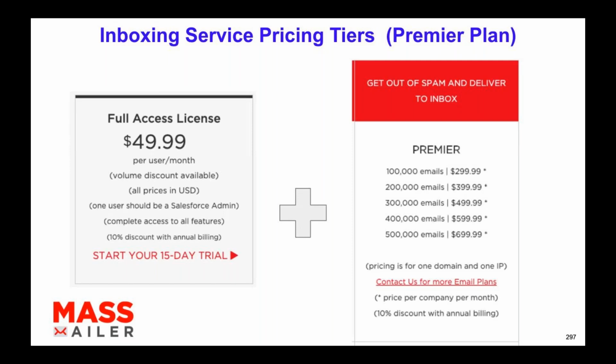So basically, the pricing is just for one domain and one IP address. It's per company per month. And again, if you need it for more domains and more IP addresses, then we'll have to give you an additional cost. If you go with annual billing, there's always a 10% discount. Okay? That's how the pricing would really work. And again, if it is confusing, I'm happy to give you a quote if you just contact us.